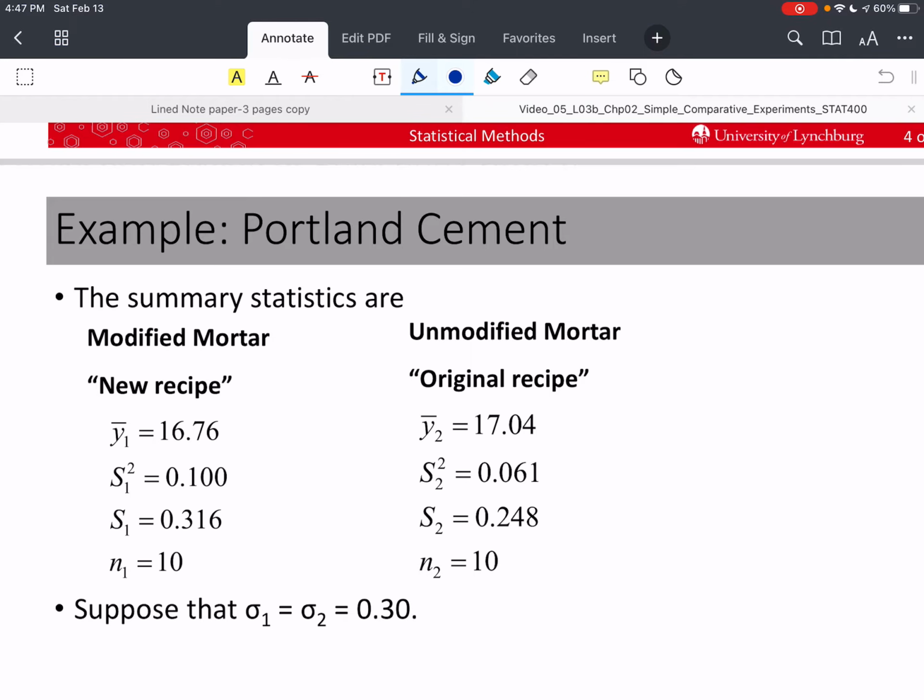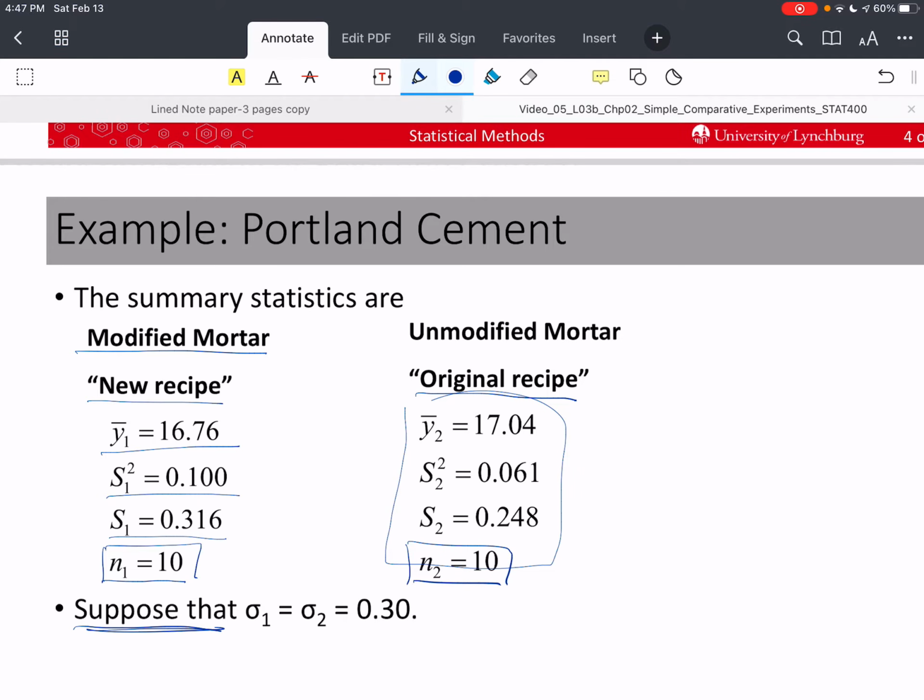Okay, so there were 10 samples of each condition. This is the original or unmodified recipe, if you will, and then the new recipe or the modified mortar. And so 10 samples of each. So N1 is equal to 10, N2 is equal to 10. And so these 10 each samples were prepared and then they were measured. Okay, and so we have Y1 bar, S1 squared, the square root of that rounded to 3 decimal places, and then the same thing for the unmodified mortar.